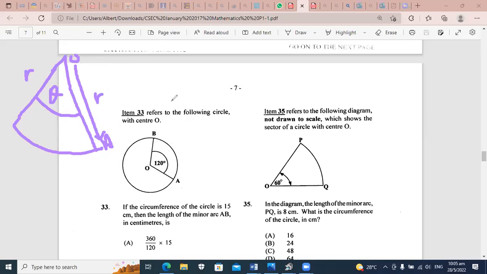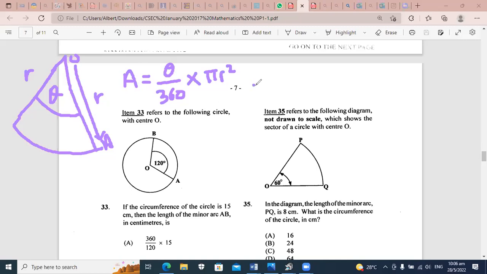Now to find the area of a sector, there's a formula. The area of a sector is theta over 360 multiplied by the area of a circle, which is pi r squared. So that's the formula, and that is in the formula sheet. So this represents the area of a sector.